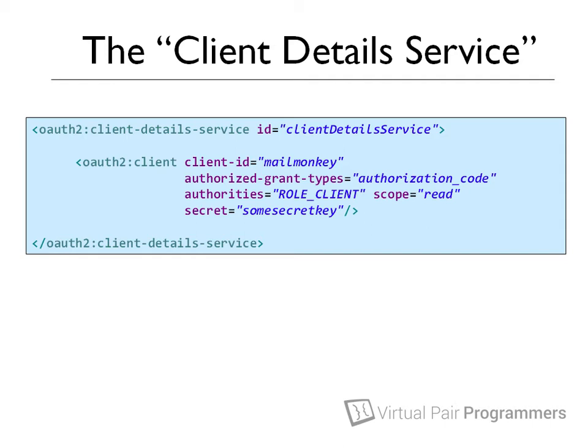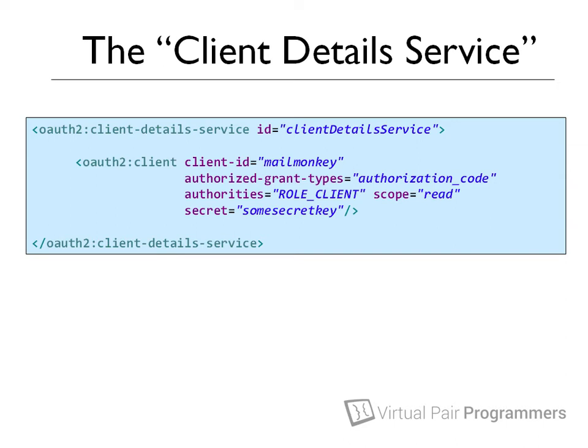Oh, and a client also has a scope that they are allowed to work with. I'm going to ignore scope for a while, but you've seen it already. We're going to allow MailMonkey to read the data. Also, and this will come in useful later on in the flow, we can give a client an authority, and that's just the same type of authority that we've been working with in standard Spring Security. I've taken the decision that it would be wise to have a special role just for these application clients. That way I'll be able to keep the clients separate from the real human users.